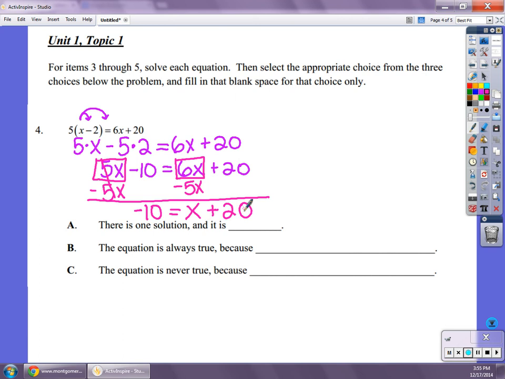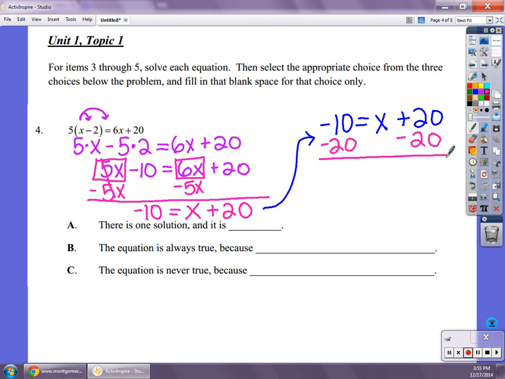I'm running out of room here, so follow me over to this corner here. I'm going to rewrite that. We have negative 10 is equal to x plus 20. And we're really close to having x by itself. We have a plus 20 that we need to get rid of. Since we have positive 20, we're going to do the opposite sign. So I'm going to use the subtraction property of equality here again and subtract 20 from both sides.